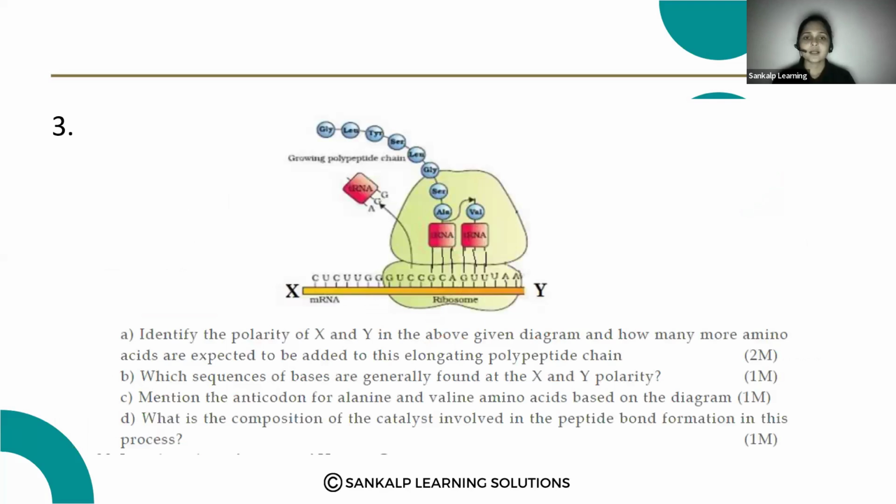Next question. Read this question. Identify the polarity of X and Y above the given diagram, and how many more amino acids are expected to be added to this elongating polypeptide chain. Which sequences of bases are generally found at the X and Y polarity?